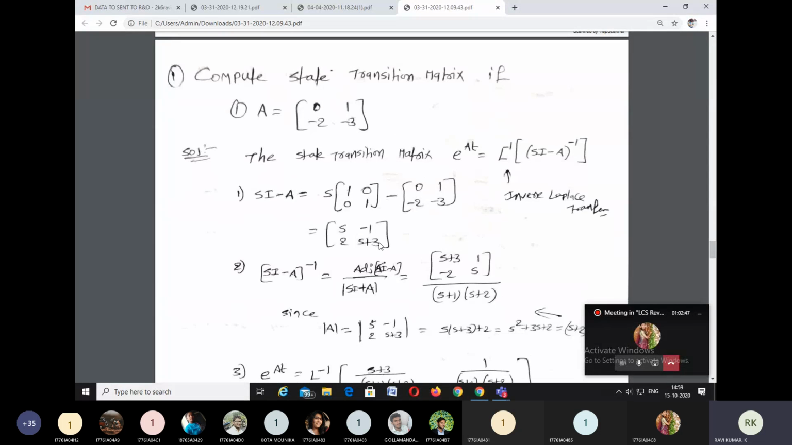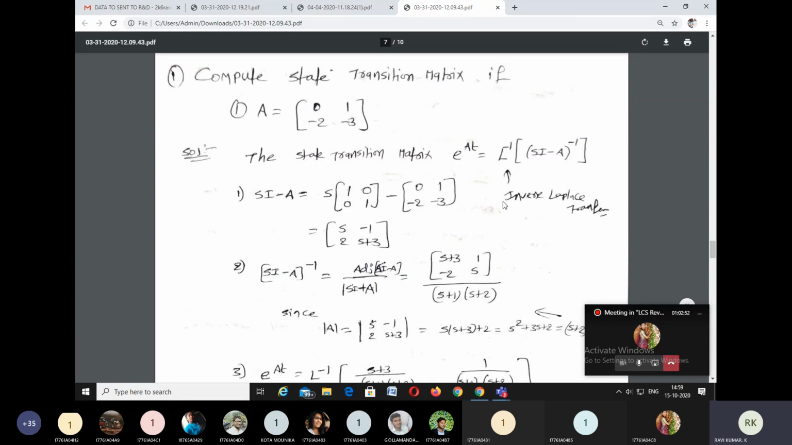Now we'll see. So compute the state transition matrix, right? See, the state transition matrix formula is e power At is equal to Laplace inverse of (sI minus A) inverse.